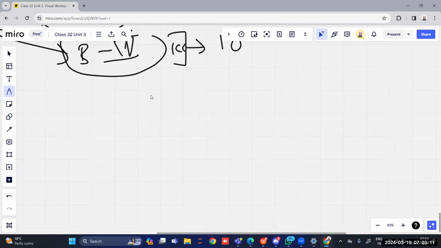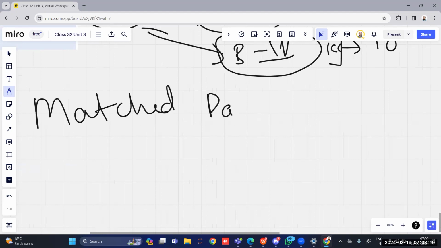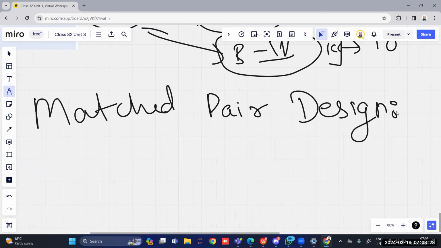I think it's the last topic of this section, matched pair design. So what does it state?